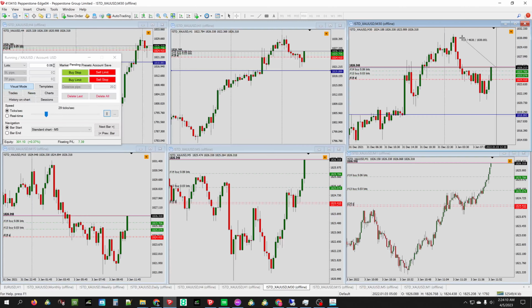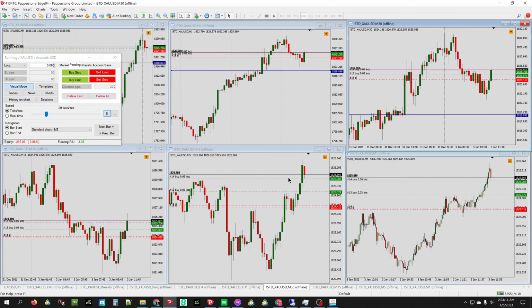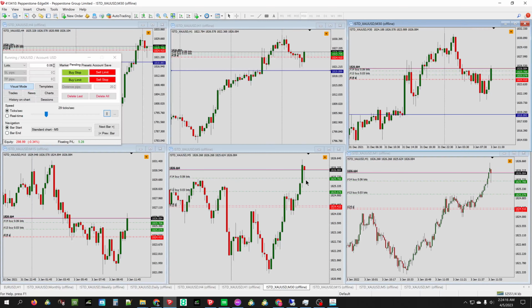now I am anticipating price to fill this entire range till 1830, or I will manage my risk in M5 time frame.